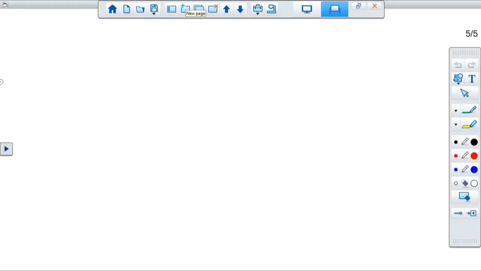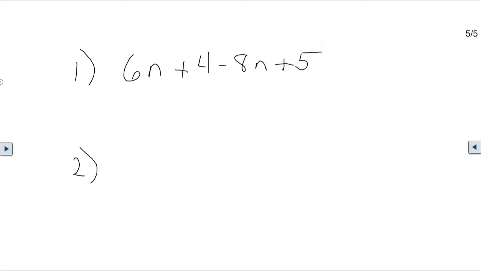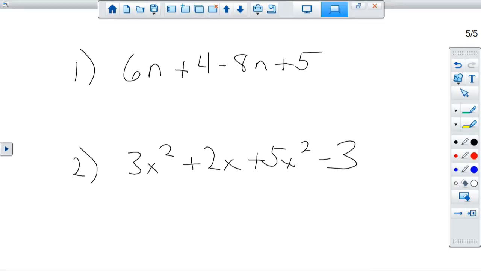So let's give you a couple to try here. I'll give you them, right? Pause it, try them, play the video again, we'll go over the answers. So let's see the first one, 6n plus 4 minus 8n plus 5. And the second one, 3x squared plus 2x plus 5x squared minus 3. So pause the video, give those a try. When you're ready to check them, just hit play again.